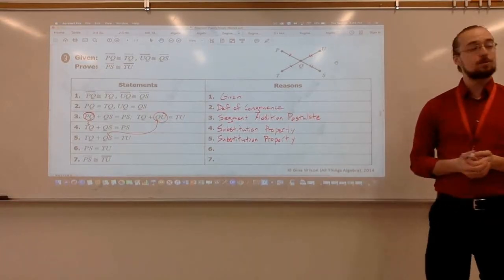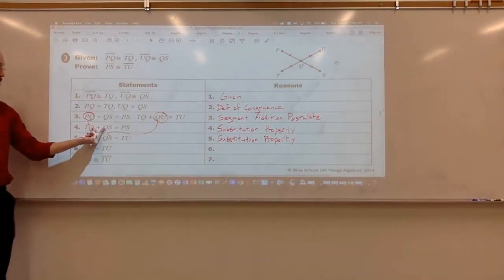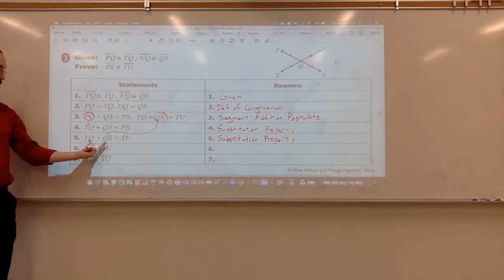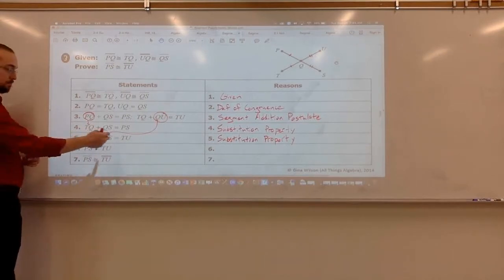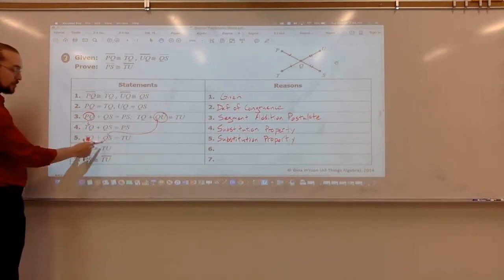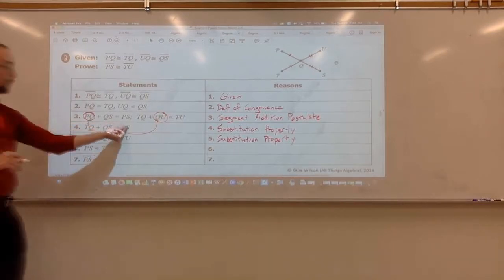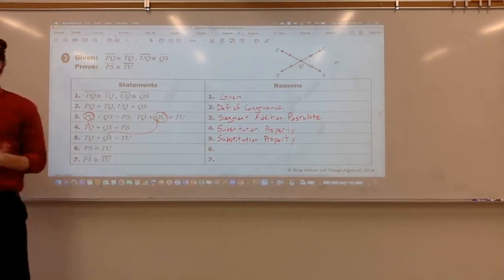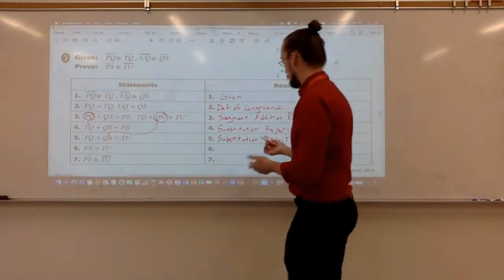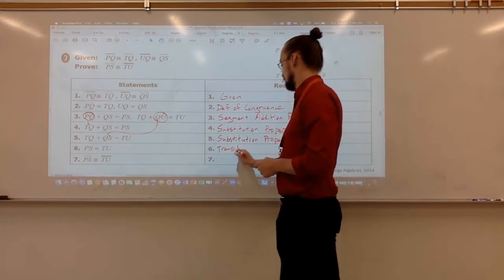We could use substitution again, right? If I look at these last two lines, we've said TQ plus QS is equal to PS, and then that same thing, TQ plus QS is equal to TU. So I'm going to substitute PS in place of this TQ plus QS. So it could also be transitive, right? Because we're saying both PS and TU are equal to the same thing, therefore they're equal to each other. So we could put substitution or transitive property here. I'll put transitive since we already used substitution a couple of times.